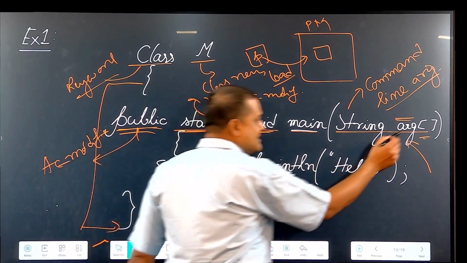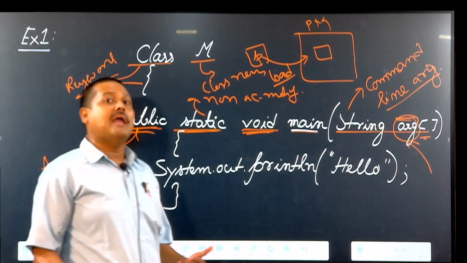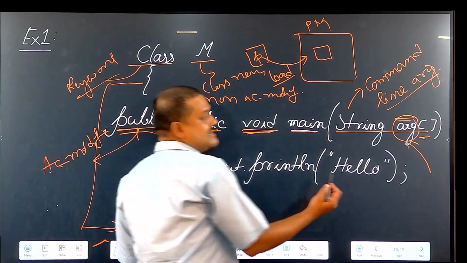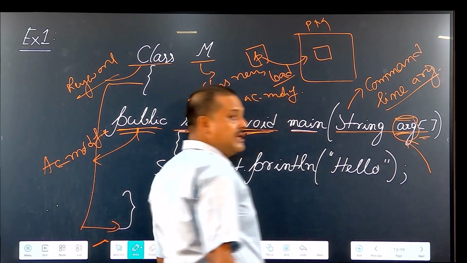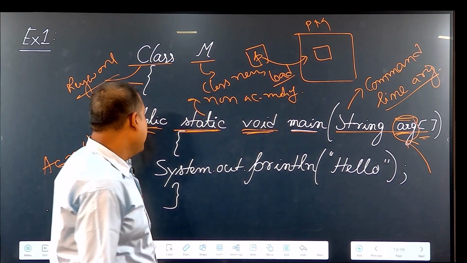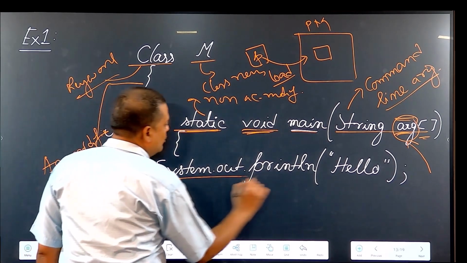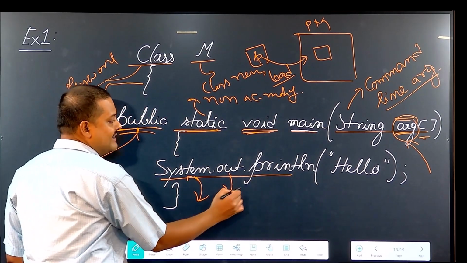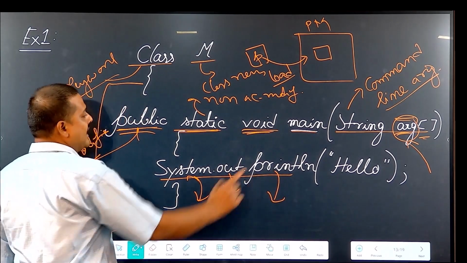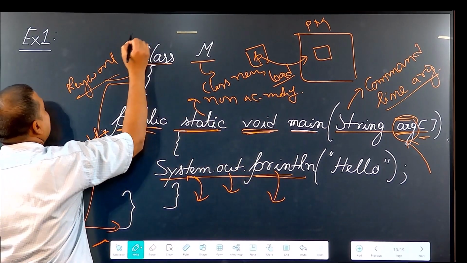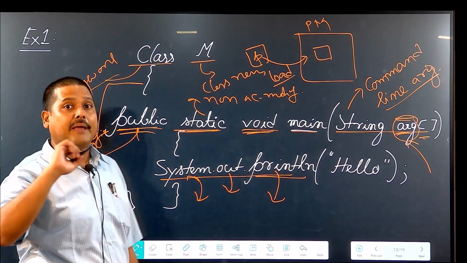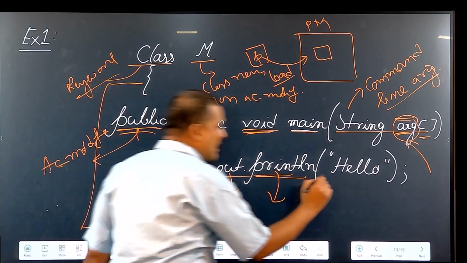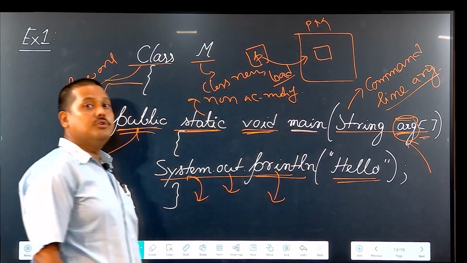So, this is a variable name. This name can be anything, it can be A, B, or C. For better understanding, we are always using ARG, but that is not compulsory. Here we are just trying to print something. As we know, System is a class, this is a reference, this is a method. This method is residing inside a package, that package is called the IO package, so we will import the IO package. Here is the string that we are going to display.